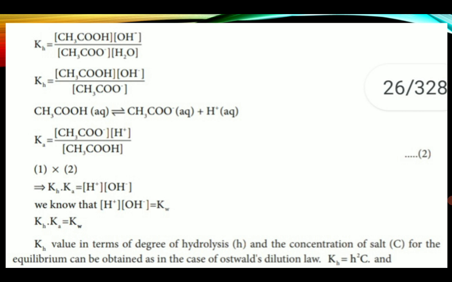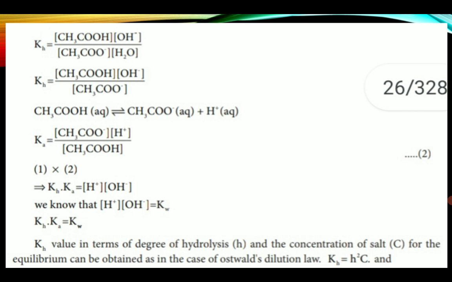But we know that H plus ion concentration into OH minus ion concentration is equal to Kw, which we have already seen in the earlier lesson. So from these two equations we conclude that KH into Ka is equal to Kw.